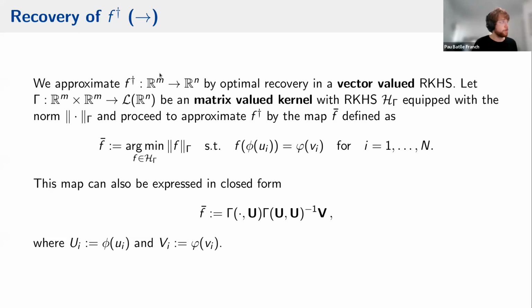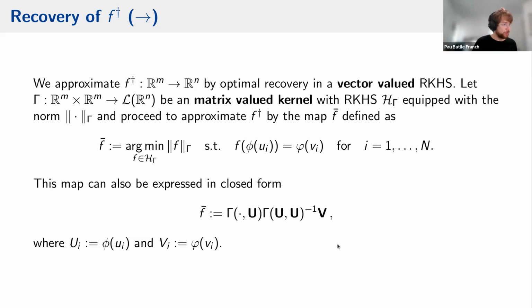For the right arrow, the recovery of F dagger, we're going to use a vector valued RKHS. Again, we're trying to learn a function from R^m to R^n. So we need a matrix valued kernel that takes pairs of R^m and R^m to linear functions from R^n to R^n, in this case matrices, and that's why it's a matrix valued kernel. Once we have this, we will also have a closed form solution. Of course, the expensive part here is the computation of this matrix, for which there has been extensive literature to avoid the n-cube complexity via low rank approximations. But in this work, we're just going to stick to very classical, vanilla implementations of this.